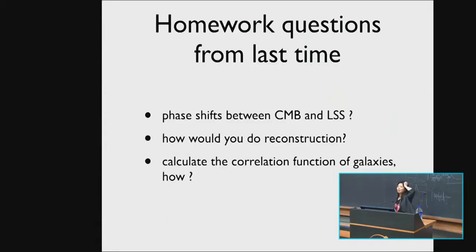So, homework questions from last time. We have three big questions. I wonder if people have time to think about this a little bit. The first question is the phase shift between CMB and larger structure. The second question is how would you do reconstruction? The third question is calculate the correlation function of galaxies and how.